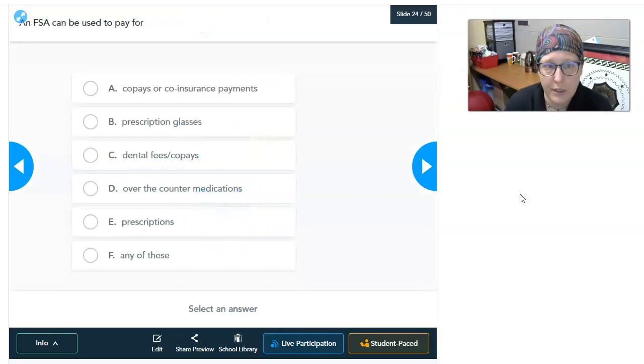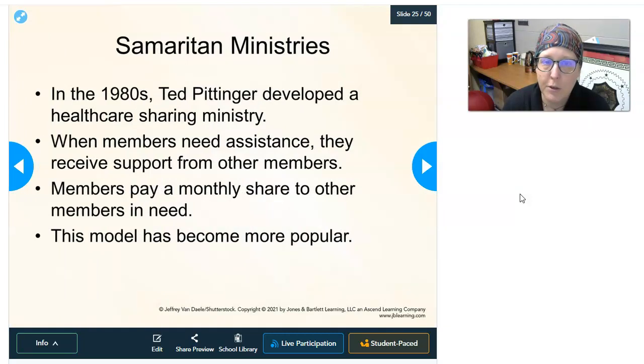Okay, so next question here. An FSA can be used to pay for, and then you've got a list of choices, and make your choice and answer that in your little Nearpod.